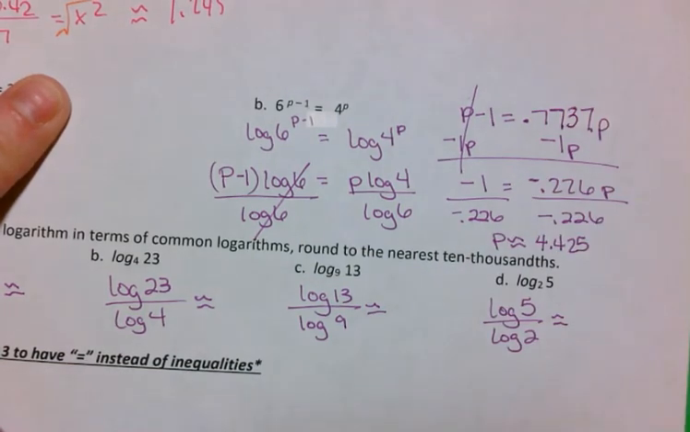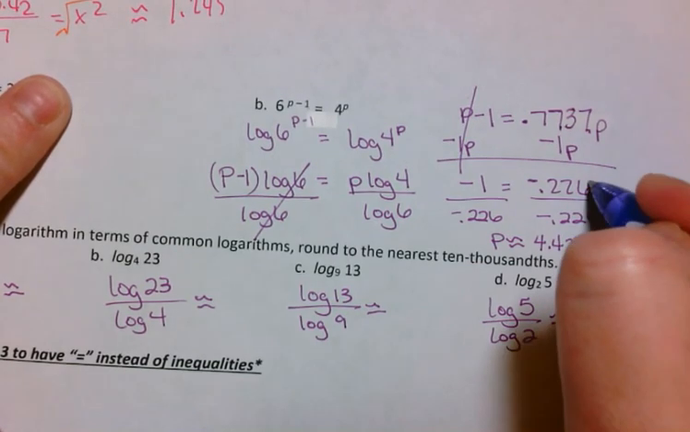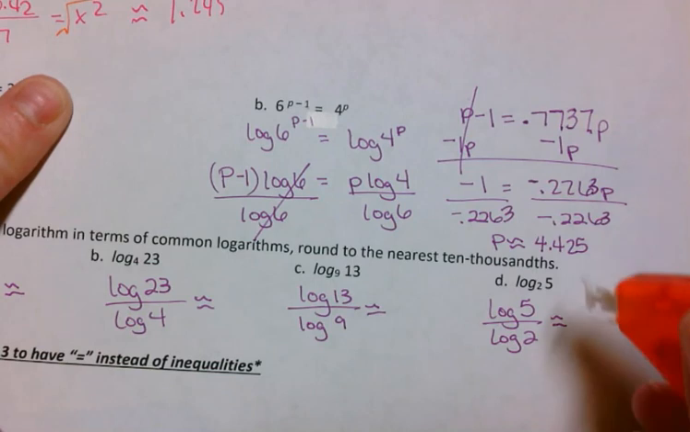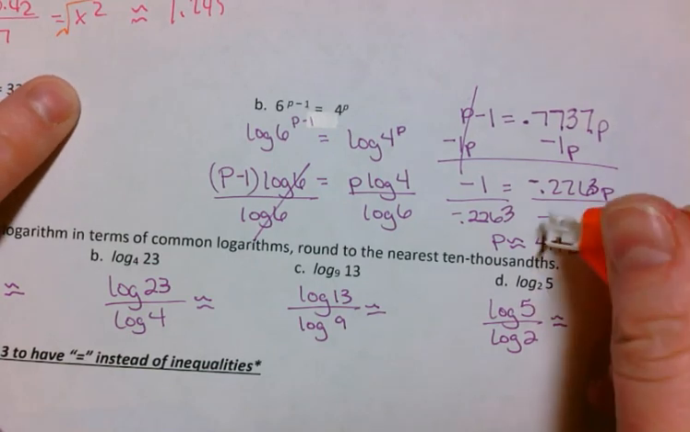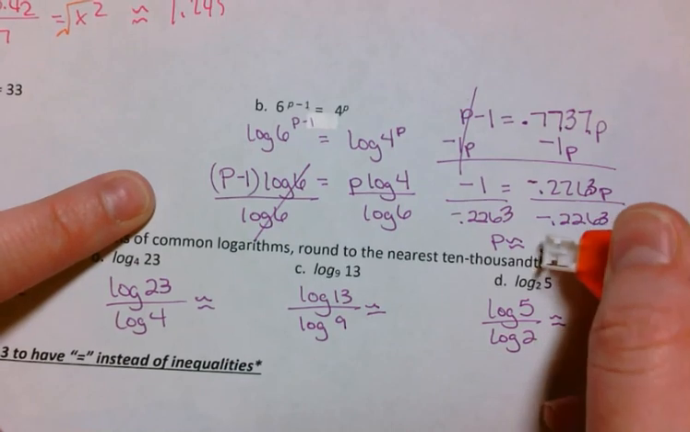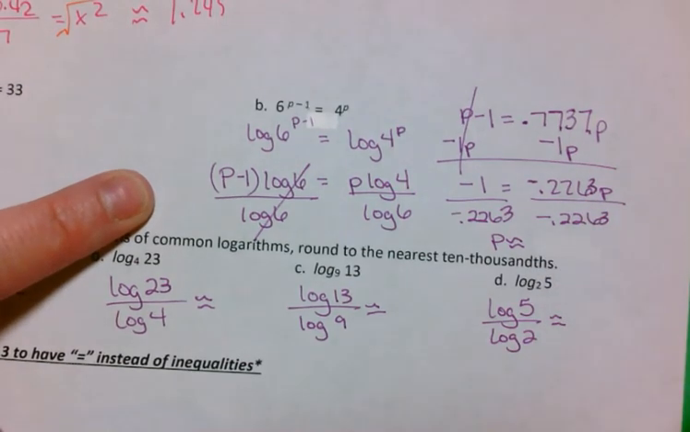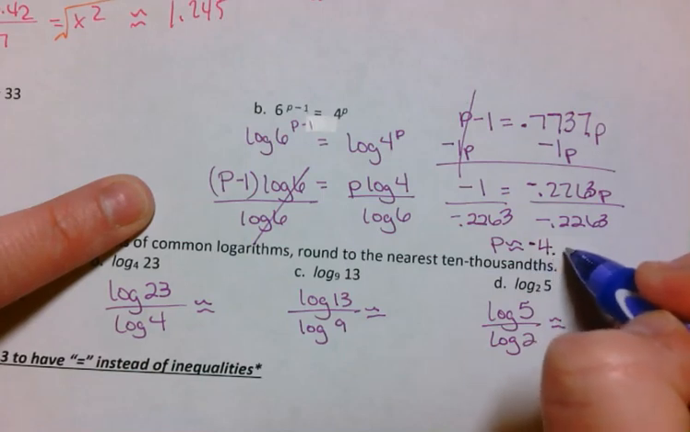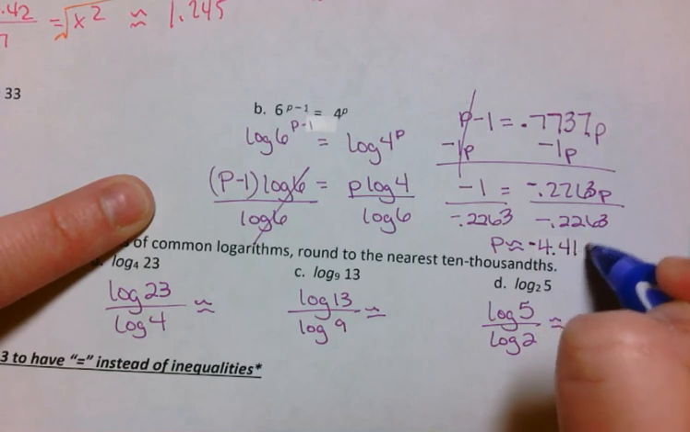So 0.7737 minus 1. Well, that just adds a 3 onto this. Adds a 3, adds a 3. So negative 1 divided by 0.2263. Well, that changes a lot. It's approximately negative 4.4189.